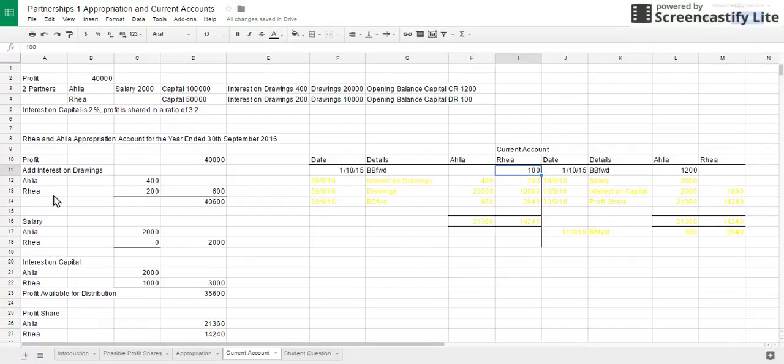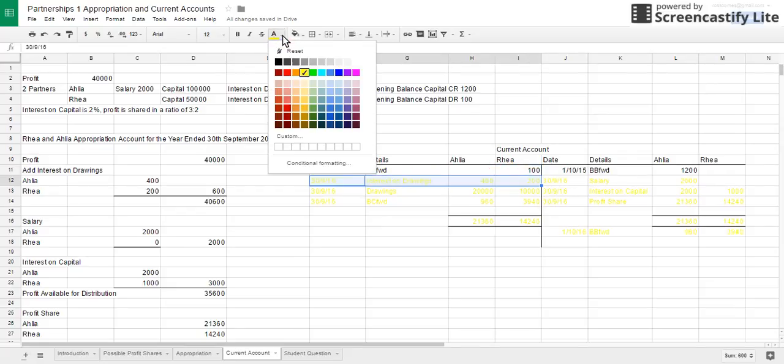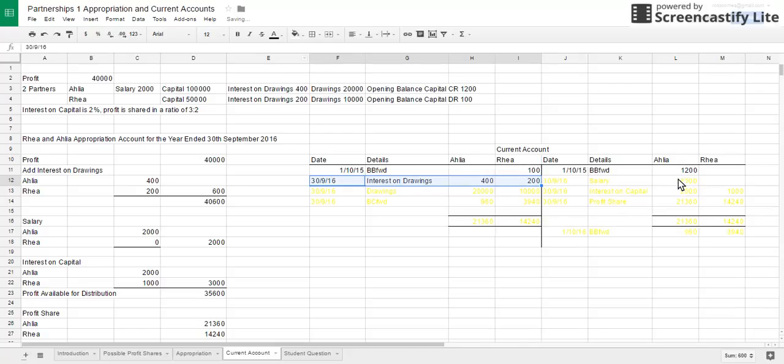Look at where the interest on drawings goes. Well, what we do with that, we treat it as if they've taken out extra money. So they've taken out some of the profit share they were entitled to. So if there'd been none of the other appropriations of profit, Ria now would have owed the business $300. And in reality now we're saying that Alia only has $800 that the business owes to her.